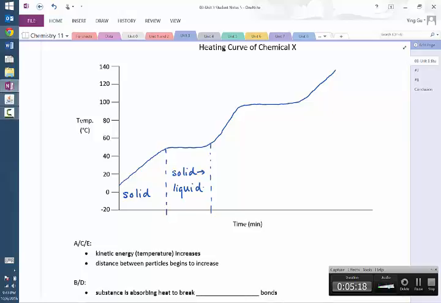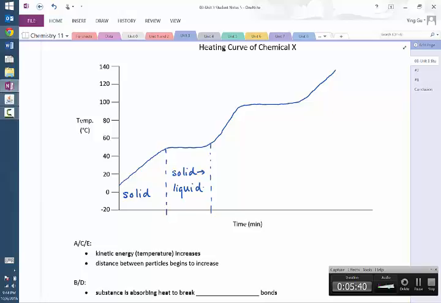It turns out that when the substance is changing phase, the intermolecular bonds that are holding the substance particles together are being broken at that point. And as we learned from the previous unit, whenever you're trying to break a bond, whether it be intermolecular or intramolecular, you have to input energy.